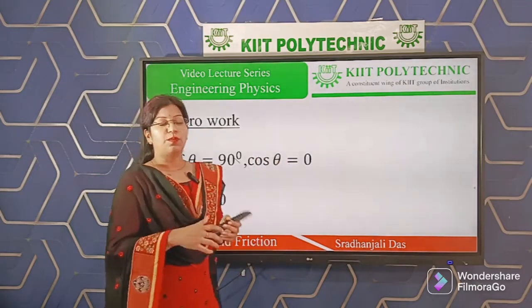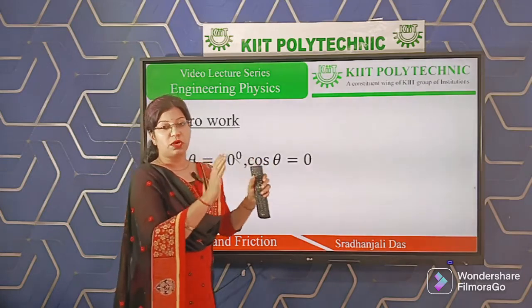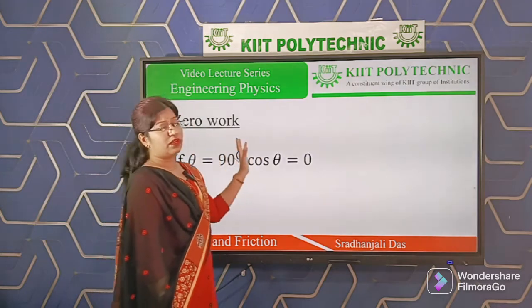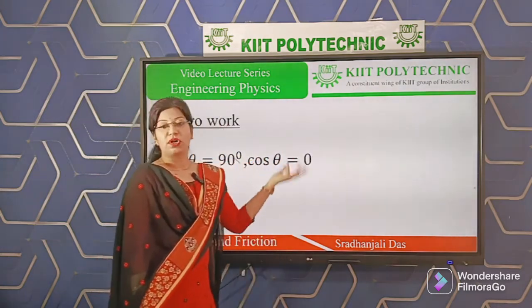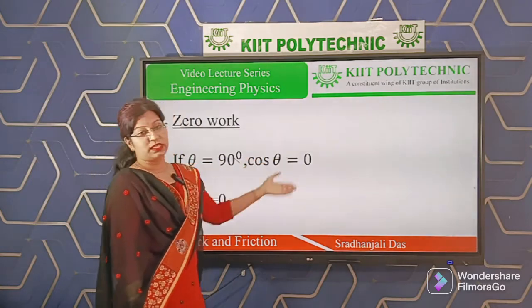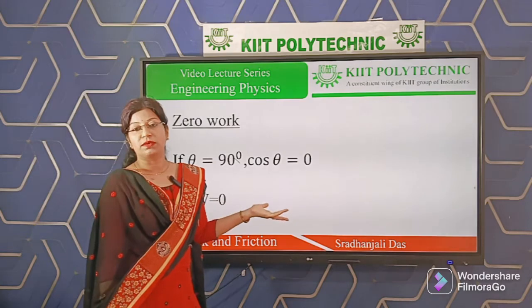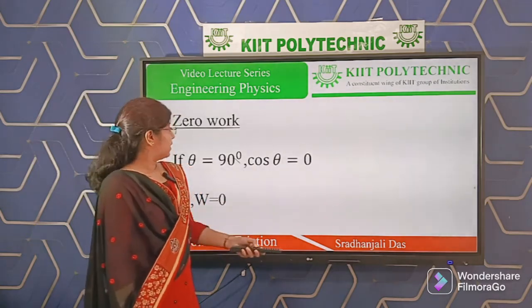Or simply suppose someone pushes a wall. When someone pushes a wall, there is no motion. As we know, the very simple definition is work equals force into displacement. Since there is no displacement, we put 0. That's why it is also an example of zero work or no work. So these are all the types of work.